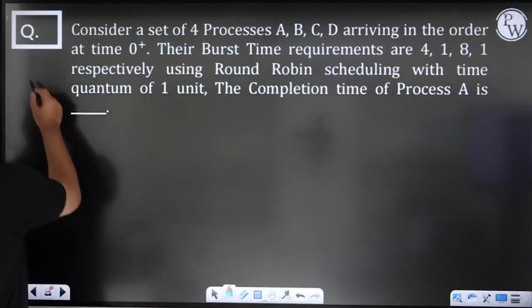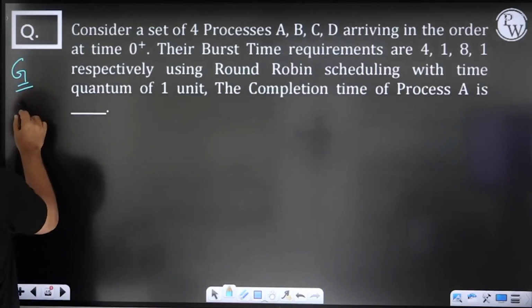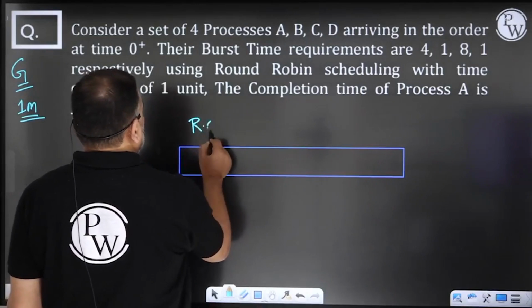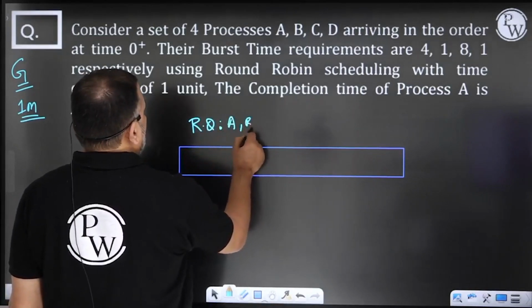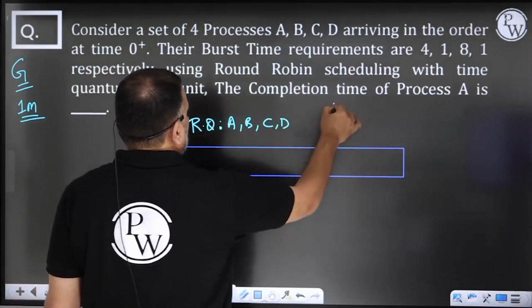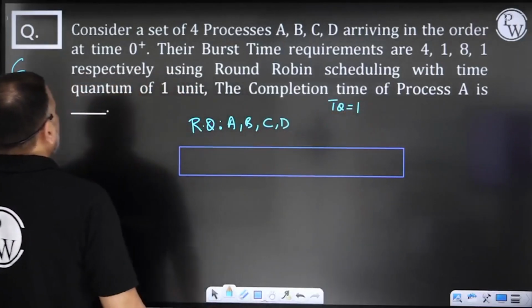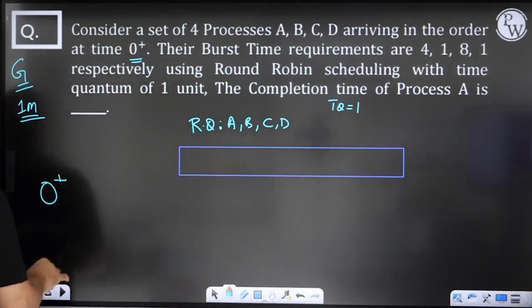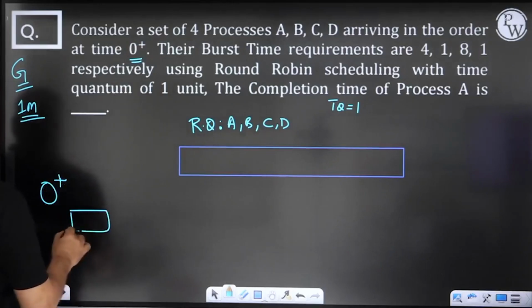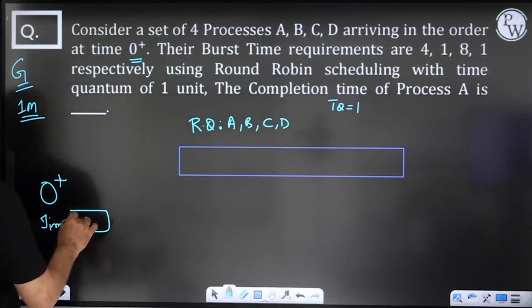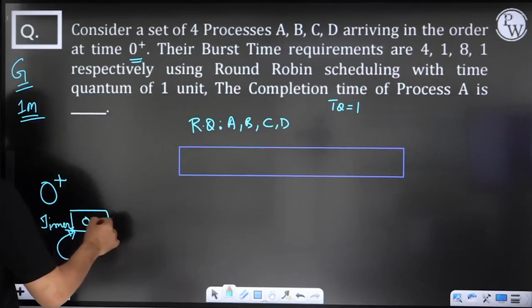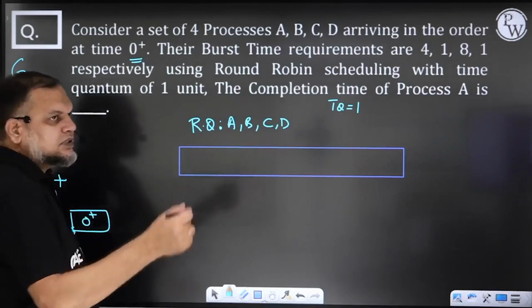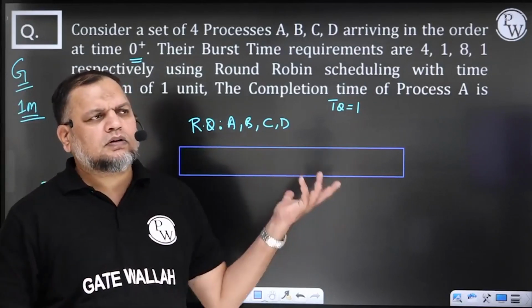Simple GATE question, PYQ, 1 mark. Ready queue. We have processes A, B, C, D in the order. Time quantum is equal to 1 unit. 0 plus, some people get confused here. Sir, what is the meaning of 0 plus? We write 0 plus. 0 plus is actually the timer. 0 plus means the moment when it starts clicking, when it starts working. That is the meaning. So the 0 plus is definitely nothing but 0 only.